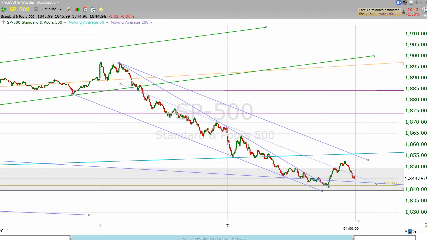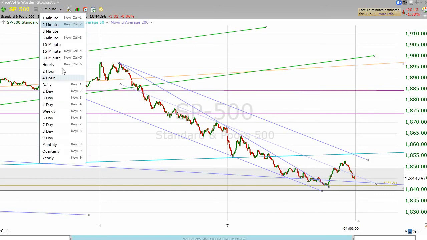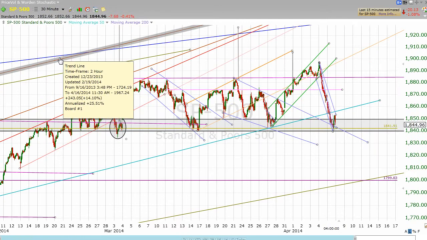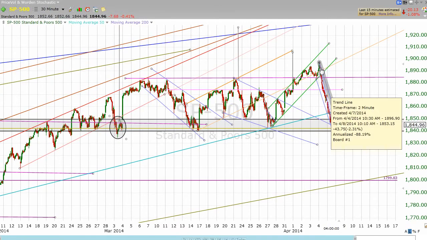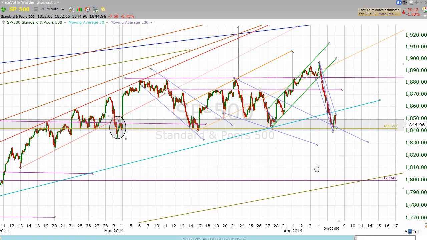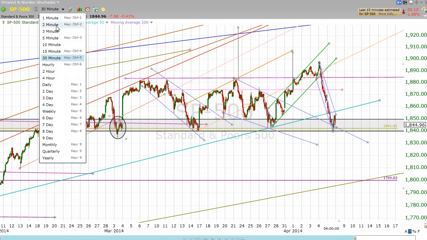Okay, we're starting out with a 2-minute chart. Usually not what we start out with because we'd like to see a little bit broader perspective on things. But to be honest with you, the decline over the last 2 days has been so steep that if we look at it on a 30-minute chart, we can't really even make much sense out of it because it's just straight down. Okay? So let's go back to the 2-minute chart.